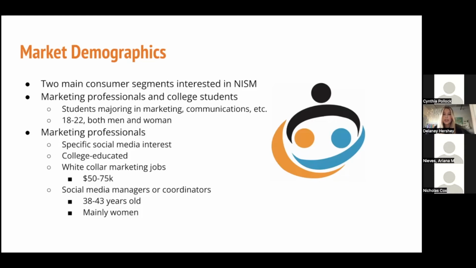Because they work in marketing, they are college educated, both men and women, but likely more women than men. They earn white collar salaries and may work in professions such as social media managers or coordinators. They're definitely older than college students and they may not have as much experience in social media. Next slide.